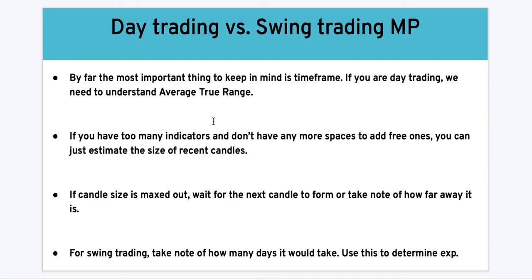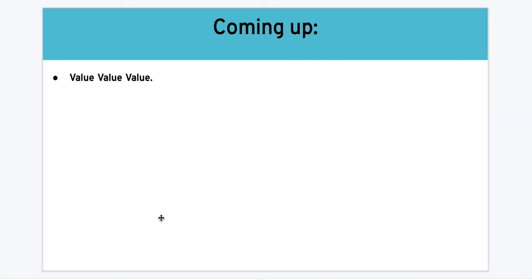So that's going to wrap it up, guys. That's my whole spiel on measured potential, risk reward, and average true range.